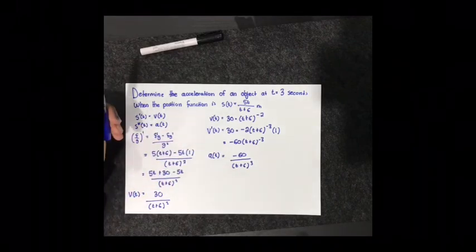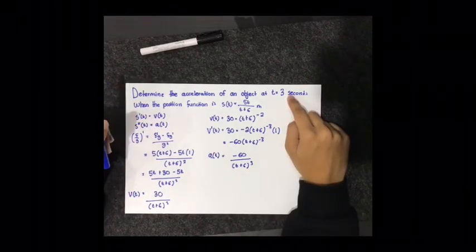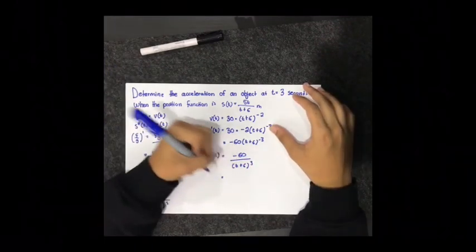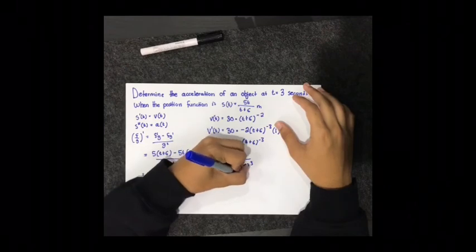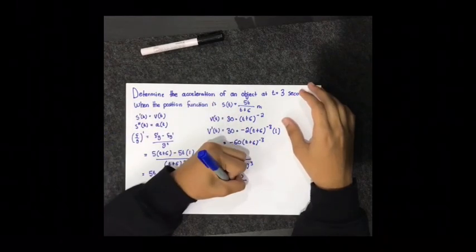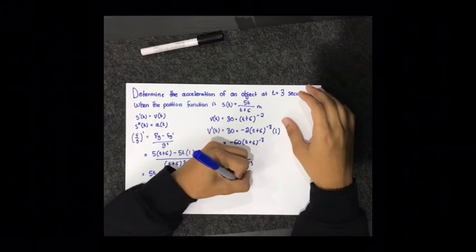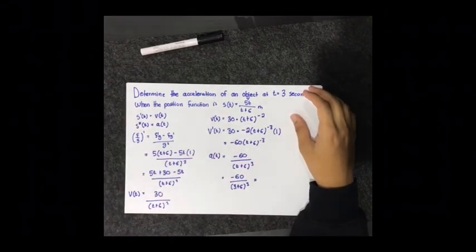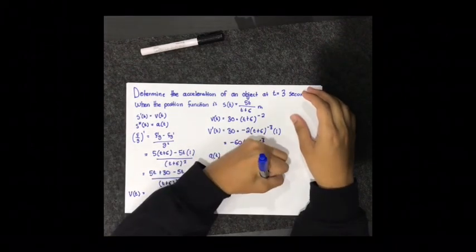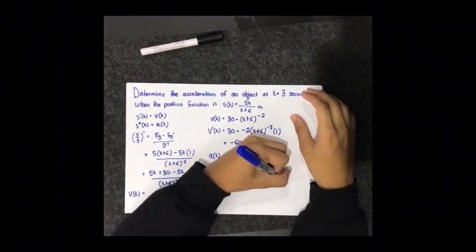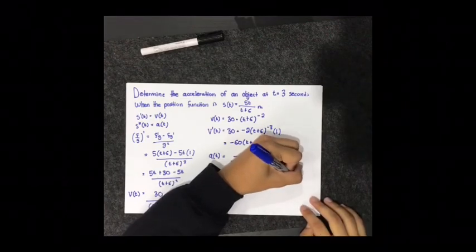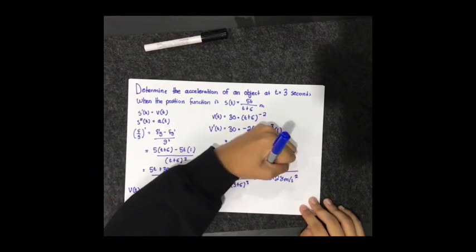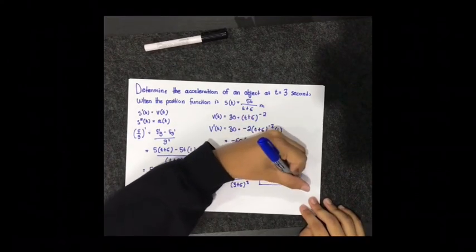We're not done just yet. We should substitute this 3 seconds into this function to determine the acceleration of the object. So negative 60 over (3 plus 6) cubed. Okay, so after we key in our calculator, we should get negative 0.28 meters per second squared as our acceleration. This should be the answer.